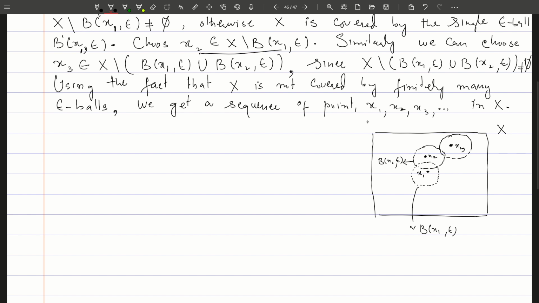So if this is the case, if we can pick such balls infinitely many times, then for each ball we pick its center, and by choosing the centers of these balls, we get a sequence of points in X. Now what is special about this sequence? If we choose any two terms in this sequence, the distance between these two terms will be bigger than or equal to epsilon, because that is how we are going to structure this sequence.